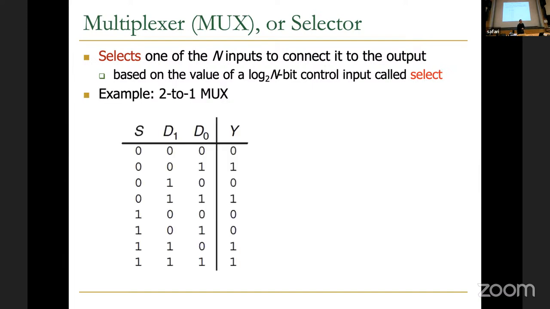So for the 2-to-1 mux, this is the truth table. You can see that there are 3 inputs: 1 select input and 2 data inputs. And you can see that if the select input is 0, y is equal to the data input at 0, output is equal to data input at 0. If the select input is 1, output is the same as data input 1. Okay, so you can simplify it, or you can build this using sum of products form or product of sums form, but that will not be small. So this is the module level representation.